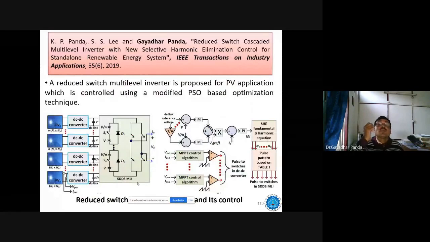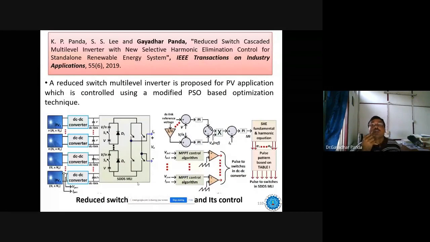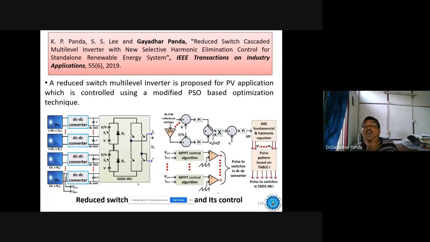Here, one of the articles, as I told you at the beginning, is from one of our research scholars, who is working on reduced switch multi-level inverters with different control techniques for improving the power quality. He has published a few articles, maybe around 6-7 IEEE papers, particularly on reduced switch multi-level inverters, designing the different topologies and the control schemes, and how the power quality can be improved.